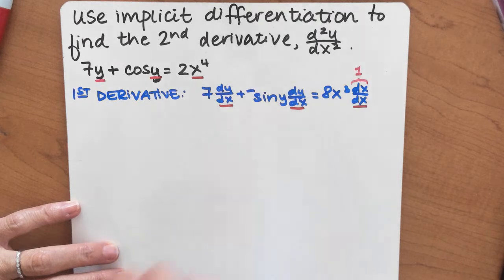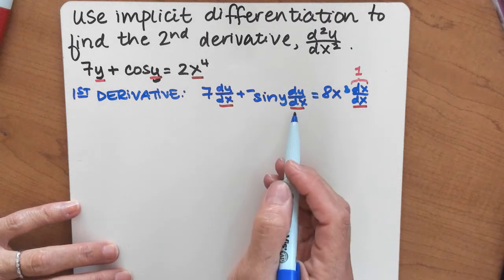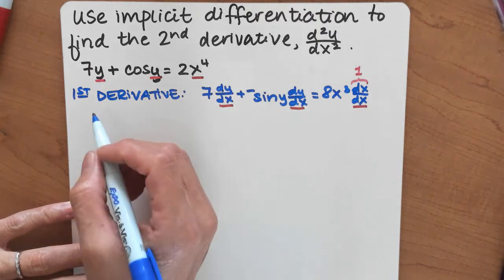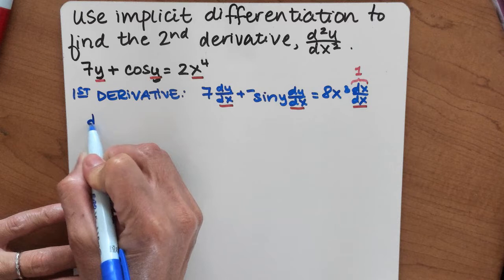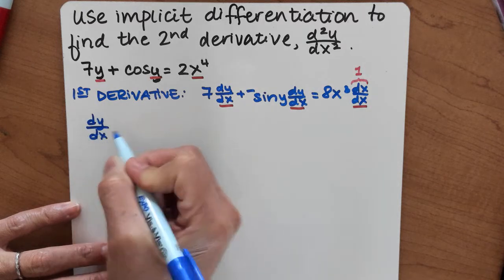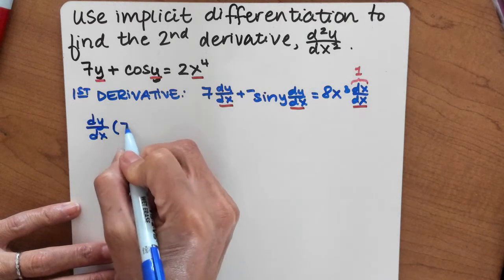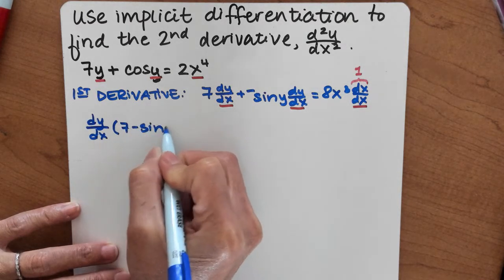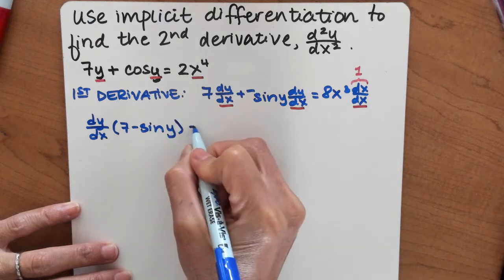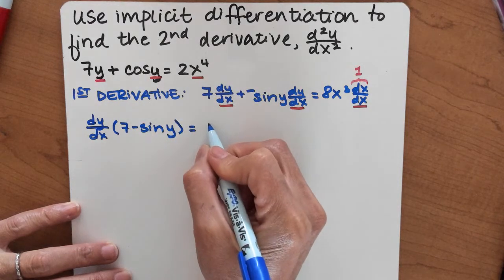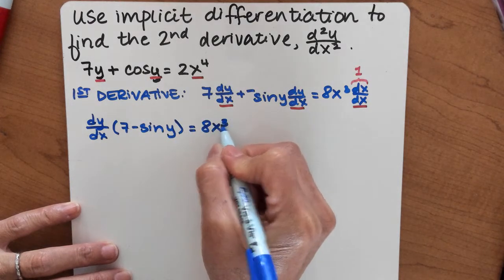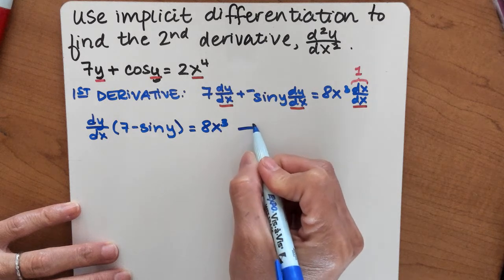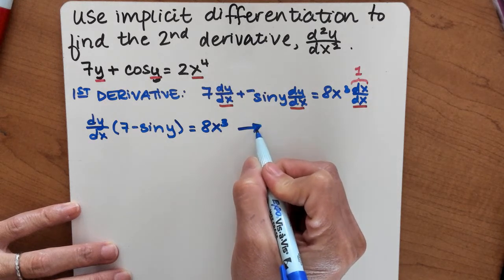Everything with a dy/dx is on one side of the equation, which is how I want it. So now I'm going to factor out the dy/dx, and I'll be left with 7 minus sine of y. And on the other side, I'm left with 8x cubed, because the dx/dx is gone. It disappeared because it equals 1.